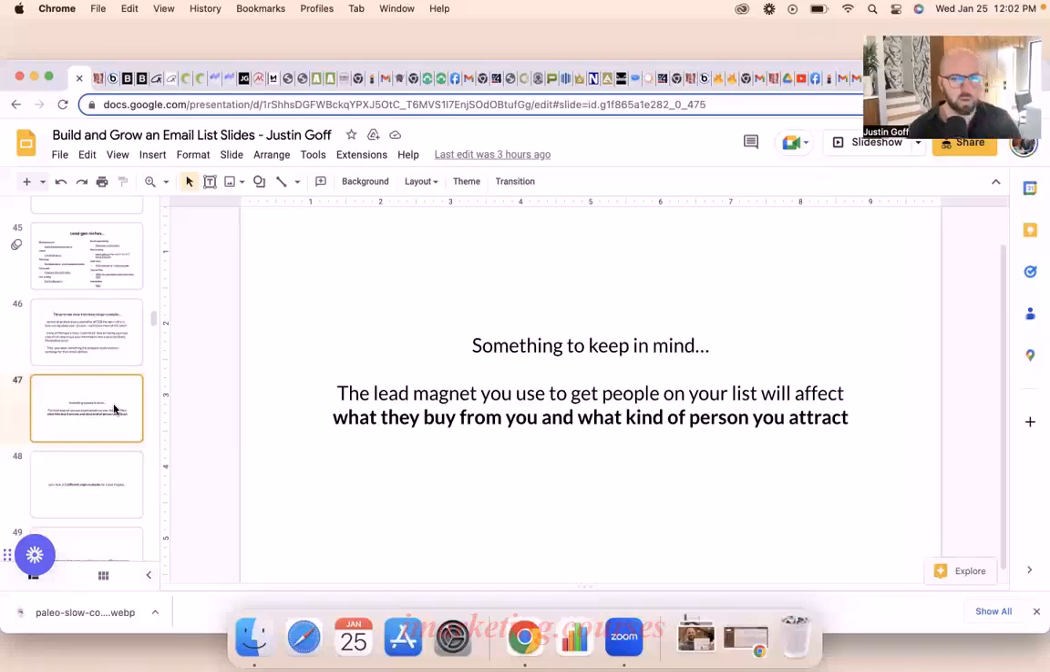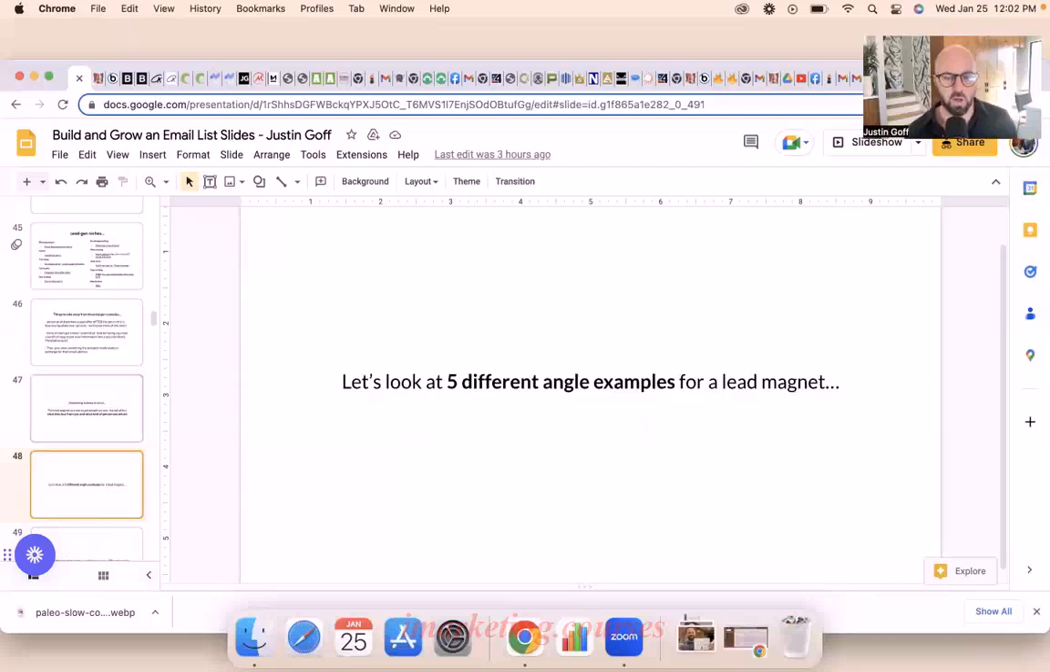So keep in mind that the lead magnet you use to get people on your list has a huge effect on what they're going to buy from you and what kind of person that lead magnet is going to attract. So we'll look at a couple different examples of this for a lead magnet. And when I say lead magnet, this could be the lead magnet for an opt-in, or it literally could just be a low ticket offer. They're pretty interchangeable.